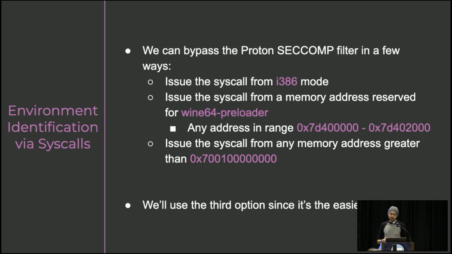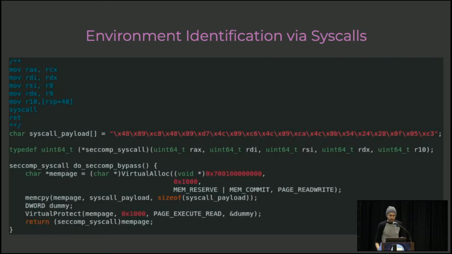We can issue the syscall from a memory address that's reserved for what's called the Wine64 preloader. That's anything in this range. Or we can just issue the syscall from any memory address greater than this big number. We'll use the third option since it's the easiest. But basically, here's our code to do that. It's a little bit complicated, so let's break it down.